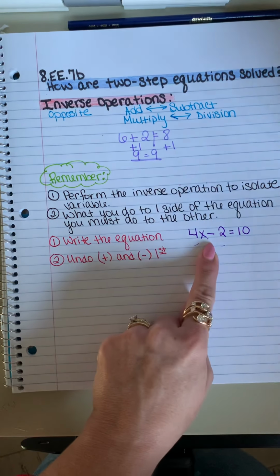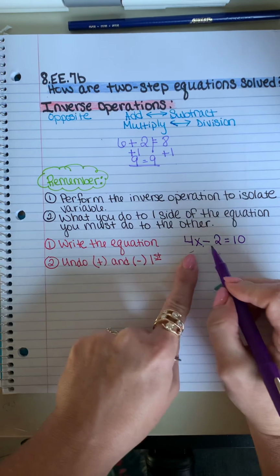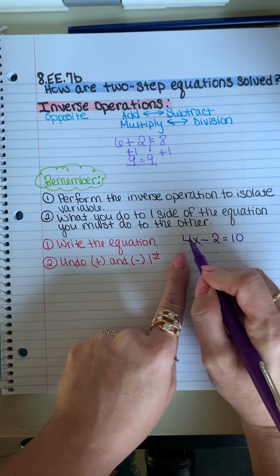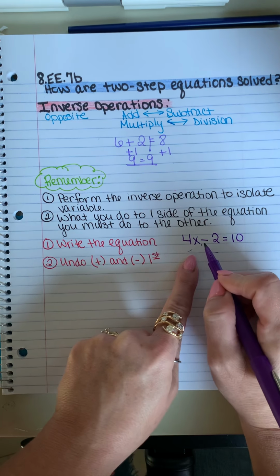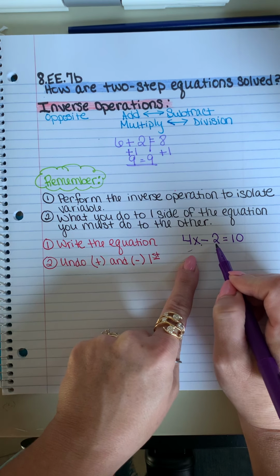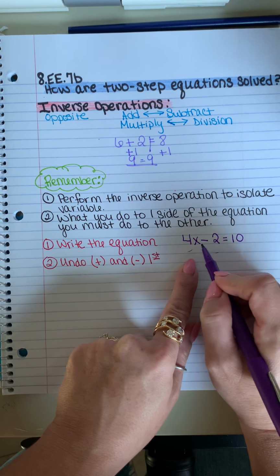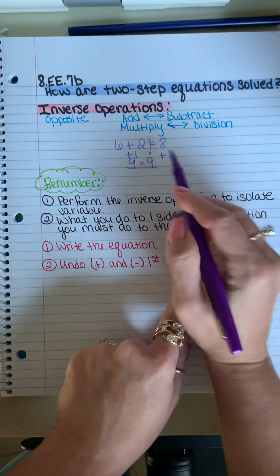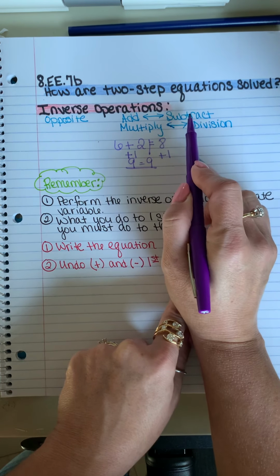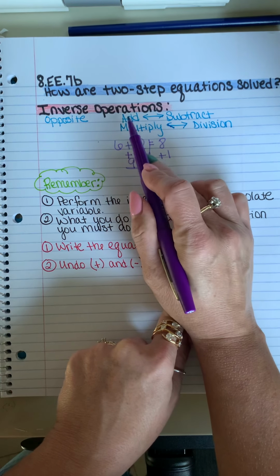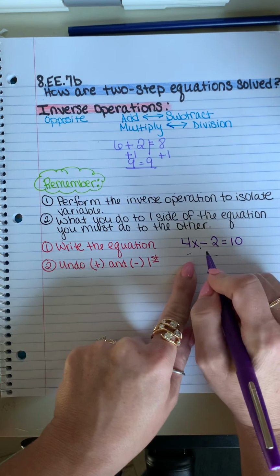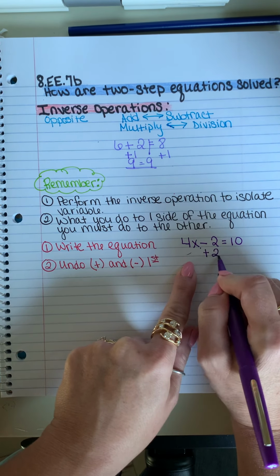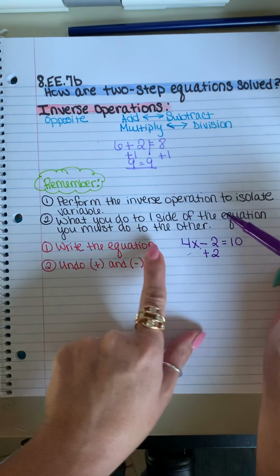So when I come over here and I look at this example, we said that we are multiplying the variable x by 4 and subtracting 2. So I want to undo this subtraction by 2. So what's the opposite or the inverse of subtracting 2? Well, that would be adding 2. So I'm going to go ahead and add 2.